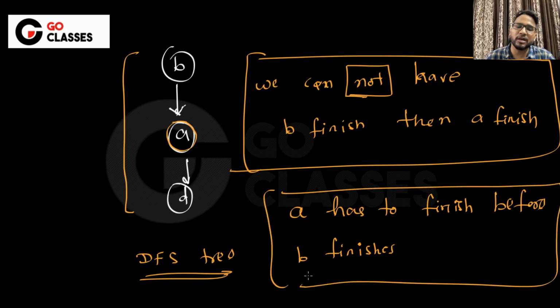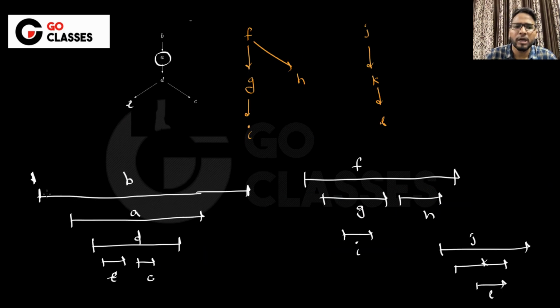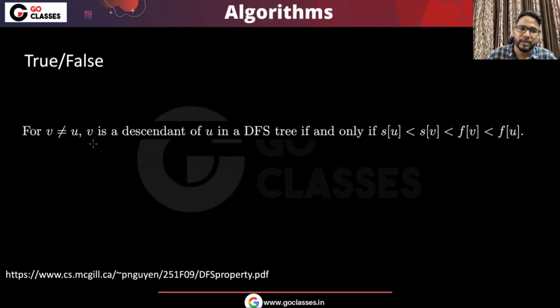So anyway, these kinds of inferences you can make, or otherwise very simply you can just apply the theorem. You can just make the interval chart, and then you just say that okay, A has to finish before B finishes. You can make these kinds of statements after the interval chart, right? Okay, let me try solving more questions. Let's see what this question is asking. V is a descendant of U, okay, which means V is here and U is here in a DFS tree, if and only if. So they are saying in a DFS tree.